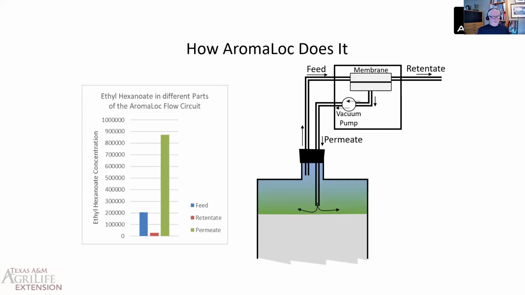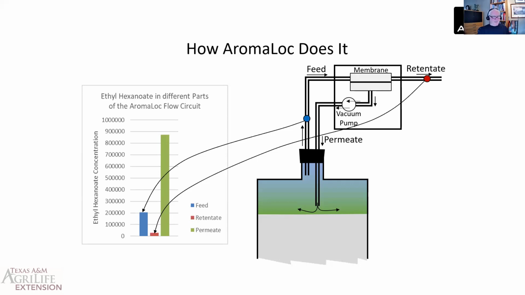So this is an example of the data I got. So in the feed, there's... in the retentate, there was also a little bit of ethyl hexanoate. In other words, we weren't 100% effective in removing all the ethyl hexanoate in this particular experiment I did. However, it was an experiment done at a very high flow of gas through the membrane. So it kind of overwhelmed the membrane. Still, there wasn't much left.